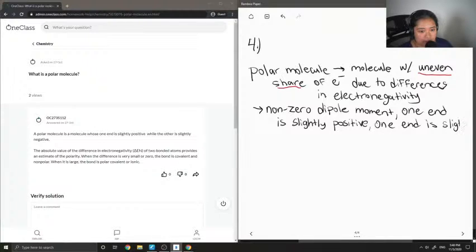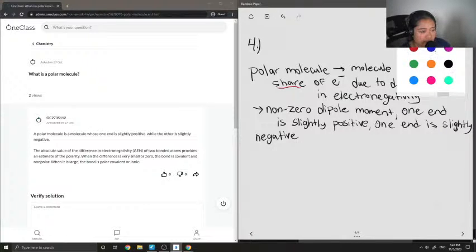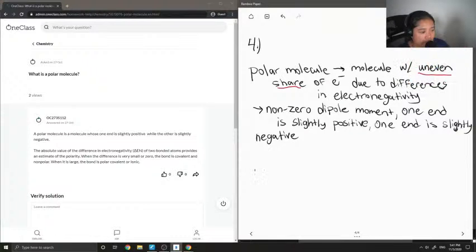Sorry, can't spell right now. Slightly negative. Okay, so we'll write down one of the major examples of a polar molecule, which would just be the molecule of water.